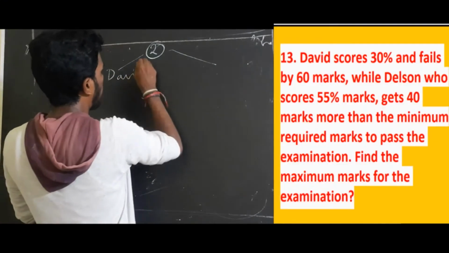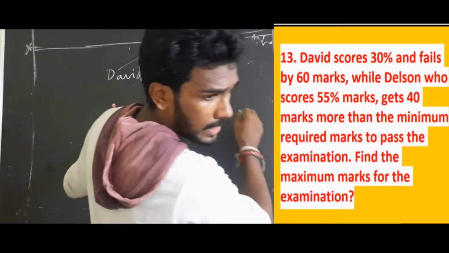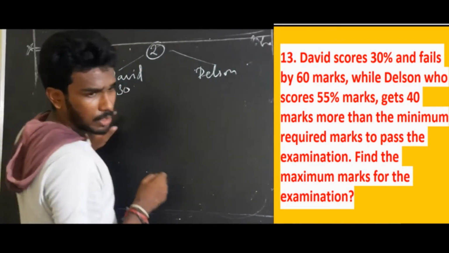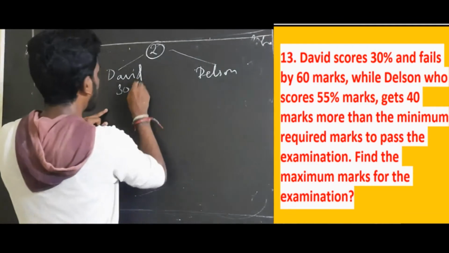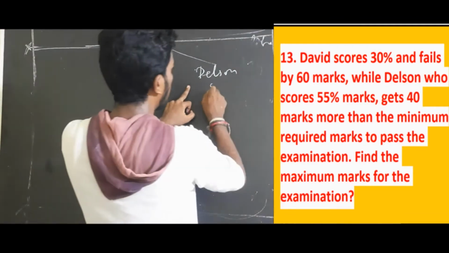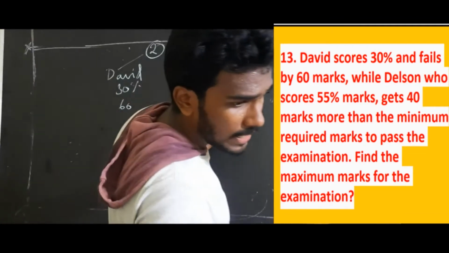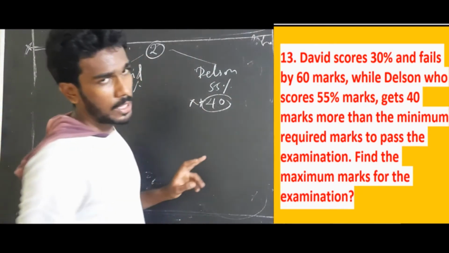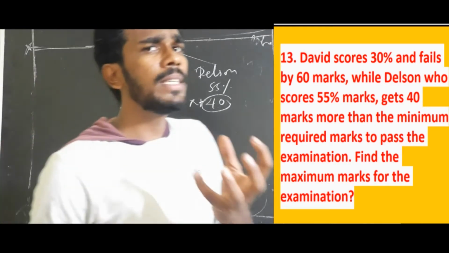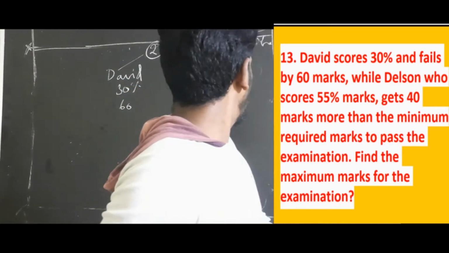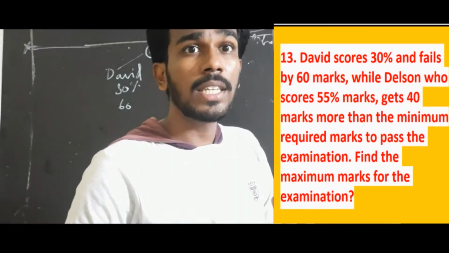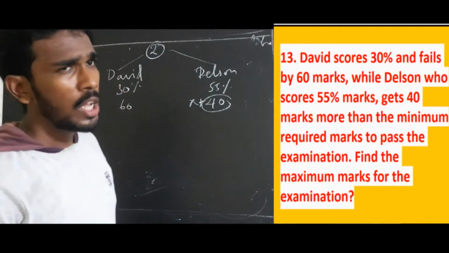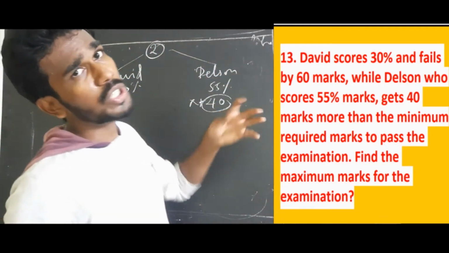Let's take the data of David and second person name is Delson. So David scores 30% and he has secured 60 marks. Delson has secured 55% and he has secured 40 marks more than the required mark for the pass. So if X is the minimal mark, Delson has secured 40 marks more to that, such that it is making 55%. Rather than going for a typical calculation, I have a shortcut for you.